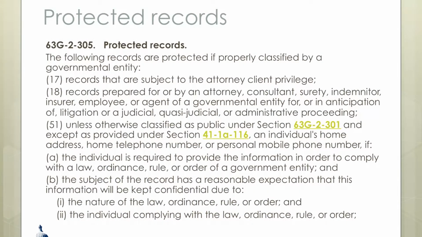Okay. Number 11 and 12 are records that would jeopardize the life or safety of an individual or that would jeopardize the security of government property. And then number 17, which is on the slide, is records that are subject to attorney-client privilege.